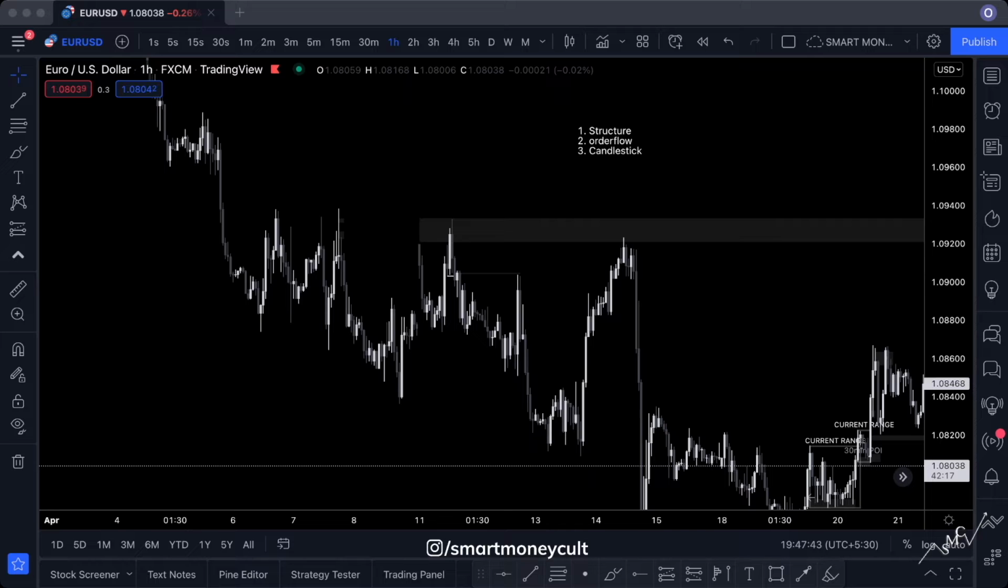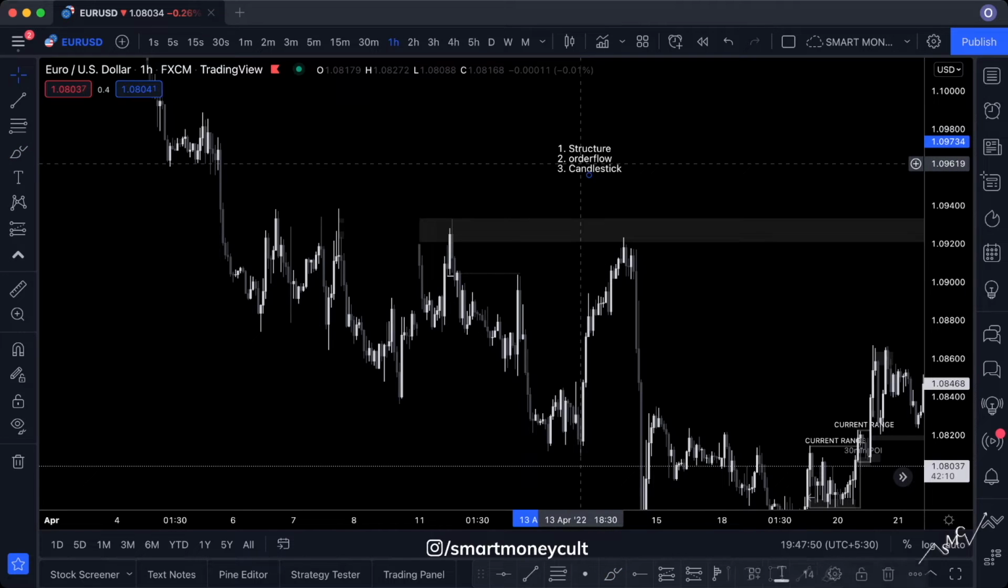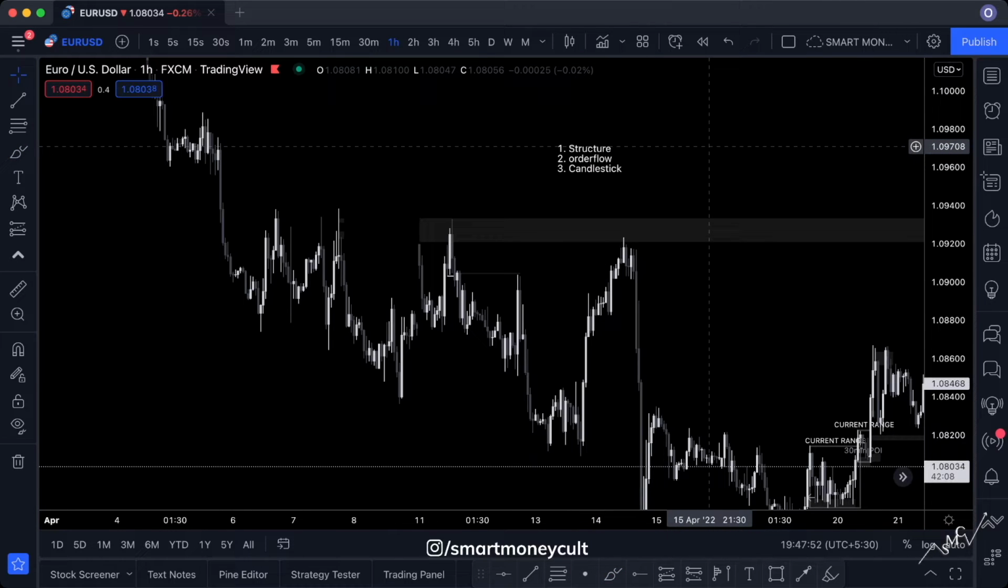So the first part is structure. Let's cover structure. You might have read about structure, you might have understood structure in a multitude of different ways. So let me just break it down for you: how you can identify a structure and what exactly is a structure.